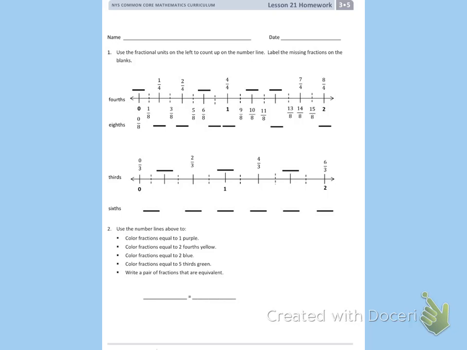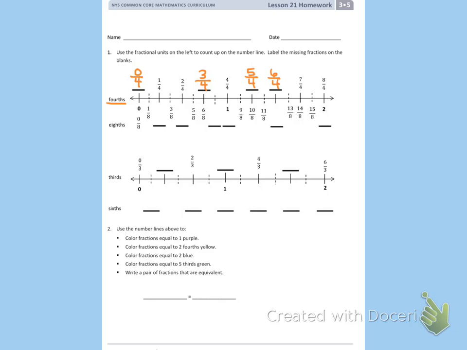The fractional unit on the left says fourths. We need to label the missing fractions on the blanks. I know that 0 is the same thing as 0 fourths. Then comes 1/4, 2/4, 3/4, and 1 whole is the same as 4/4, then 5/4, 6/4, 7/4, and 8/4. Now we'll do the bottom portion of the number line.